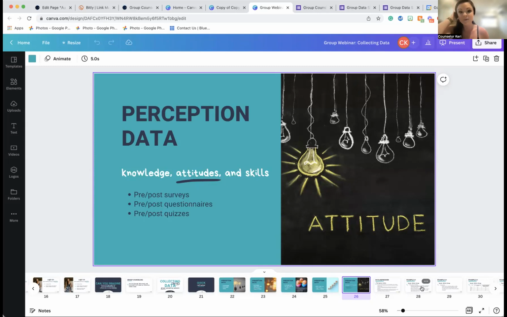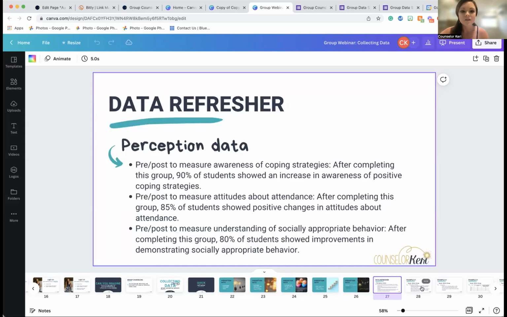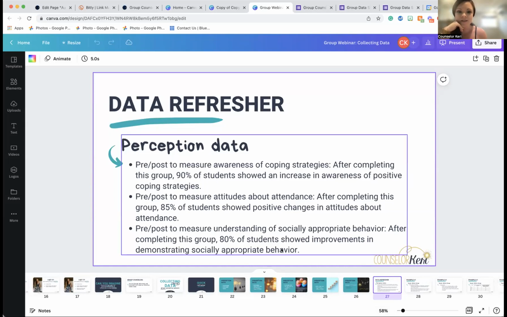And I do that as well, but we can also do this during our sessions just to get a better read of how each individual session is going. So I want to give some quick points that we might be looking at when it comes to perception data. Maybe we're doing a group on coping strategies, or just calming strategies that our students can use. So we might be doing some sort of pre and post test to assess their awareness of coping skills.